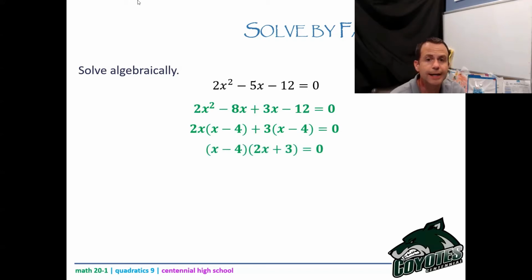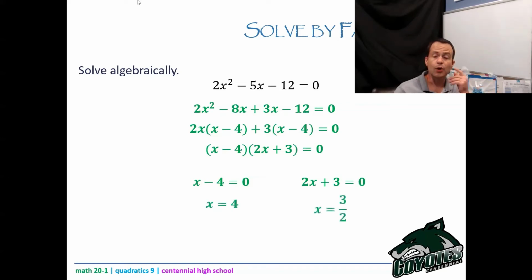Oh, look, I have two binomials being multiplied together to be 0. That's the zero product principle. One of those binomials has to give me the 0. So either x minus 4 equals 0 or 2x plus 3 equals 0. If x minus 4 equals 0, x equals 4. And if 2x plus 3 equals 0, x equals negative 3 over 2.